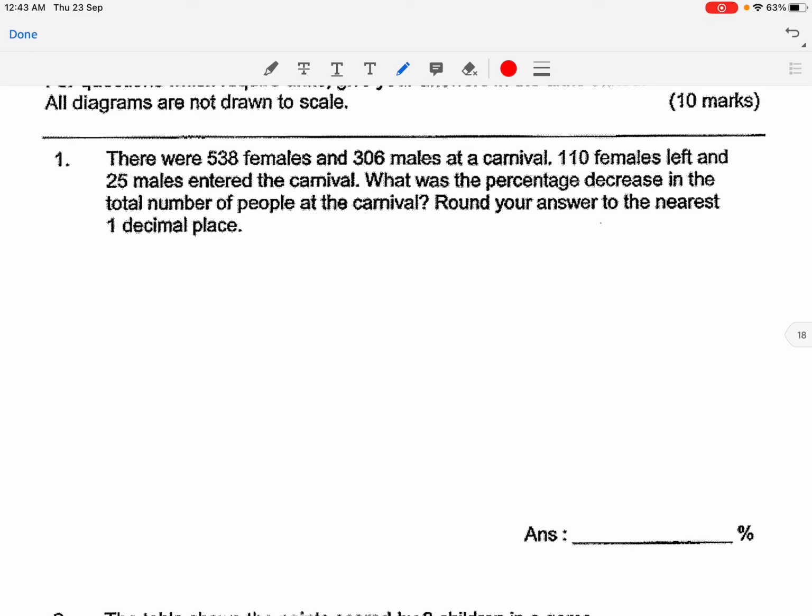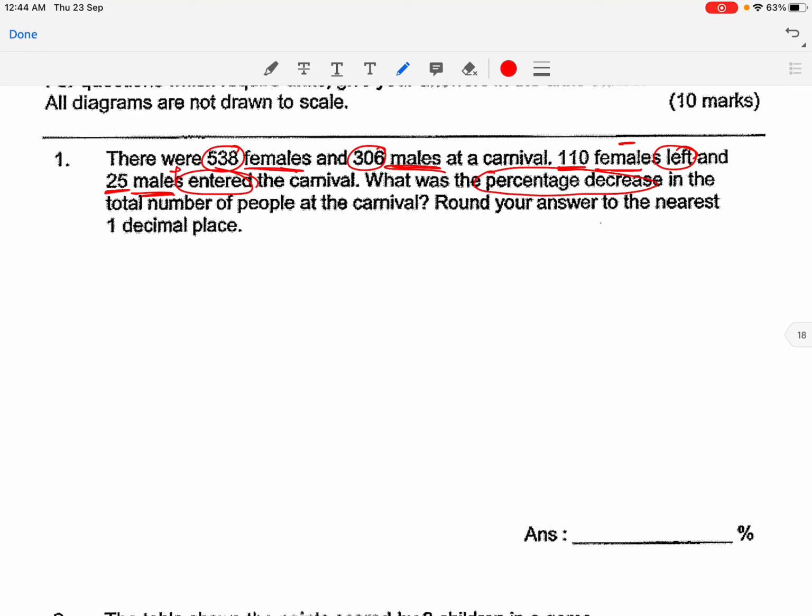Alright, so I'm going to go through this now. I would have 538 and 306. I have two different groups. 110 female left. This is left, so it's minus. And 25 males entered. This is plus. What was the percentage decrease?